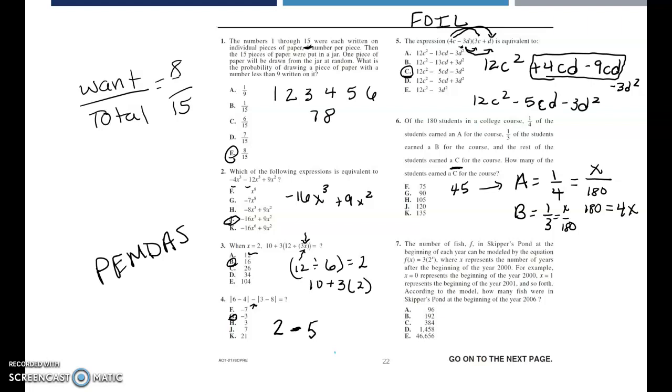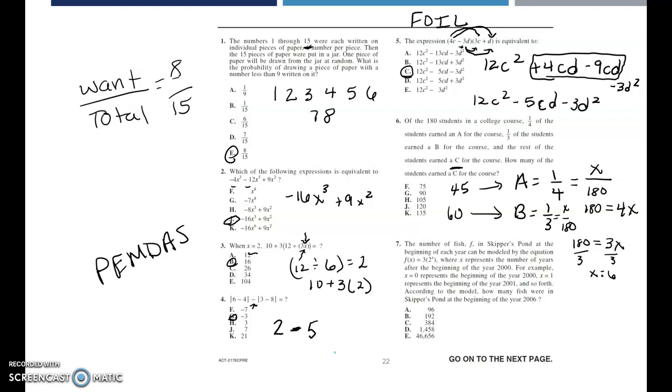You're setting it up as a proportion. And then you would cross multiply. 1 times 180 is 180. And 3 times x is 3x. And then we want to do 180 divided by 3, which is 60. I should call that y, but that's okay. So 45 students scored an A, 60 students scored a B, okay?